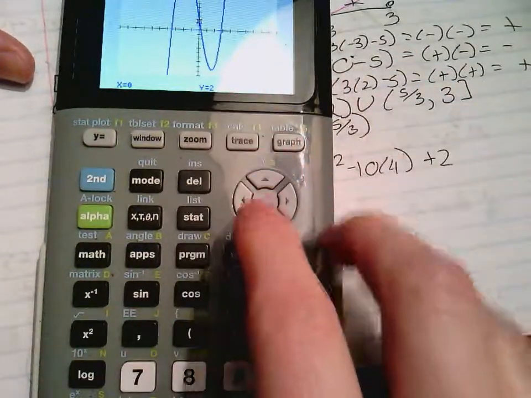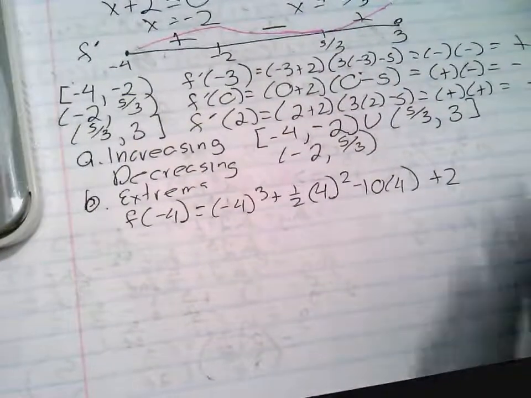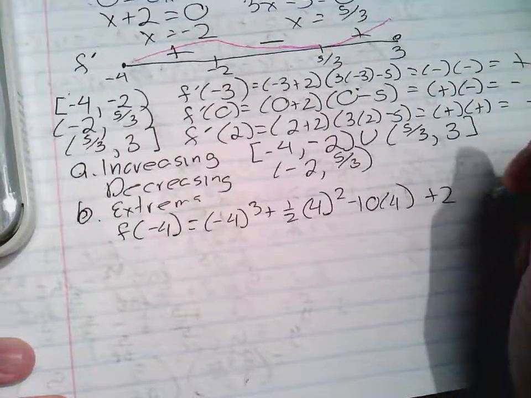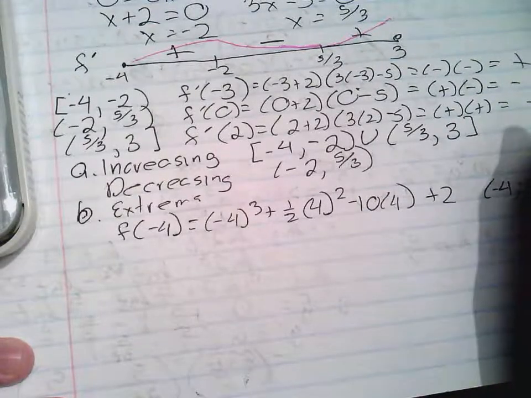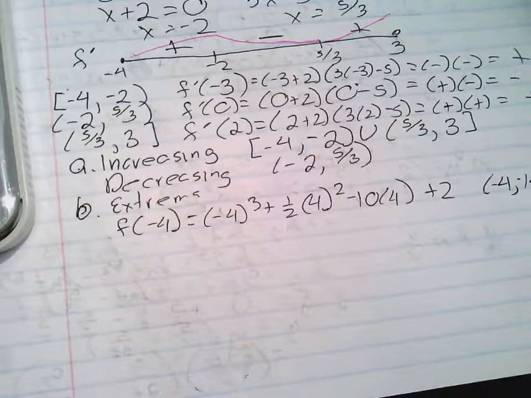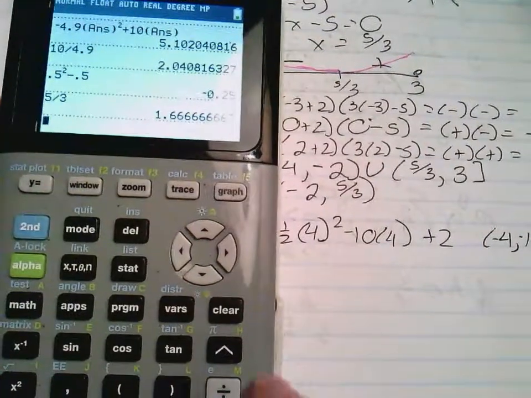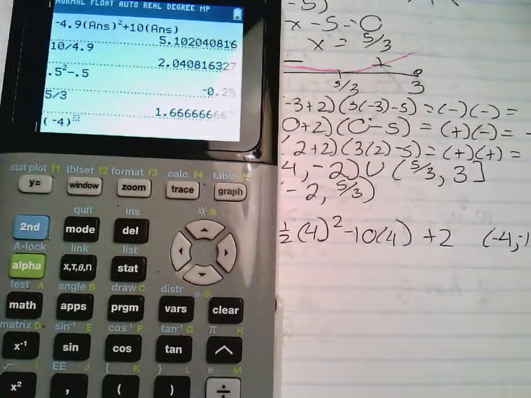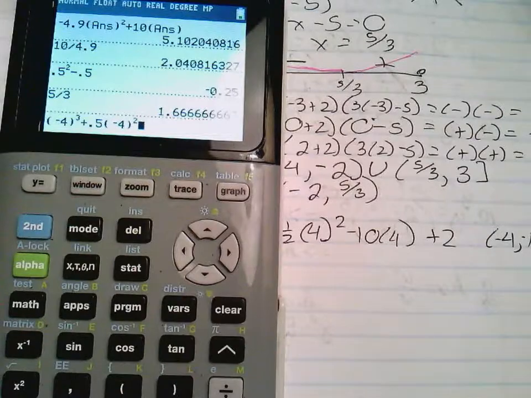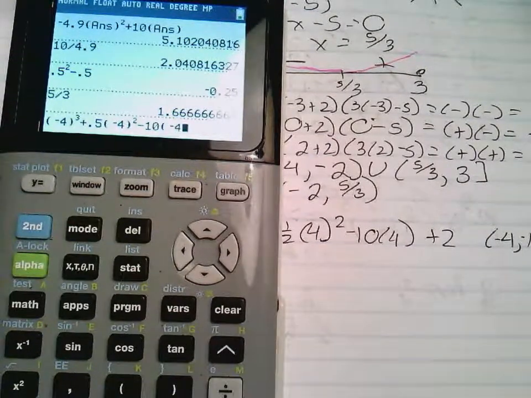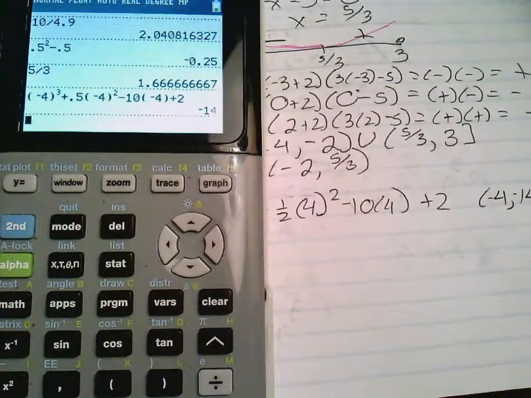So we hit trace and then put -4 in. It's -14. Okay. So we have -4, -14. If you want to check, you can also use the evaluating tool by going in here and doing -4 up 3 plus 0.5 -4 squared minus 10 times -4 plus 2, which is -14. That's another way you could do it too.